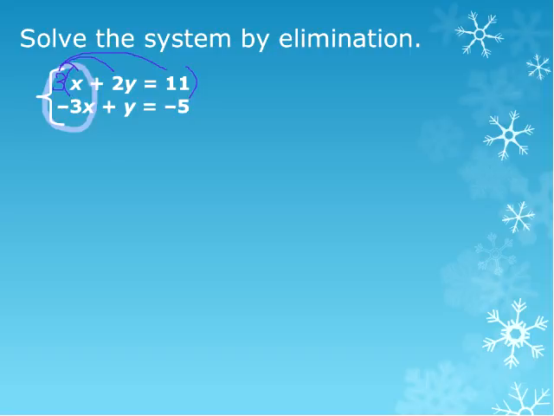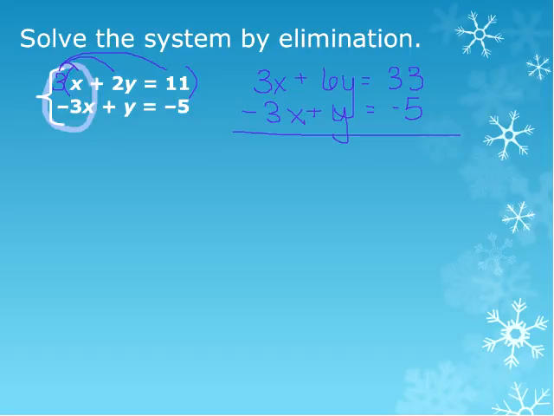So I'll get 3 times x, which is 3x. 3 times 2y, which is a 6y. And 3 times 11, which is a 33. So is everybody okay with how I changed that equation 1 by multiplying everything by 3? Okay. Now the second equation, nothing's going to happen, because now we have that -3x that we needed.